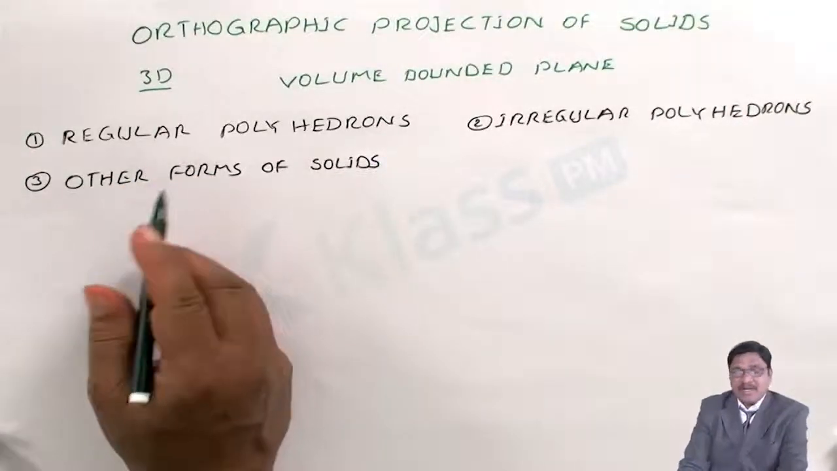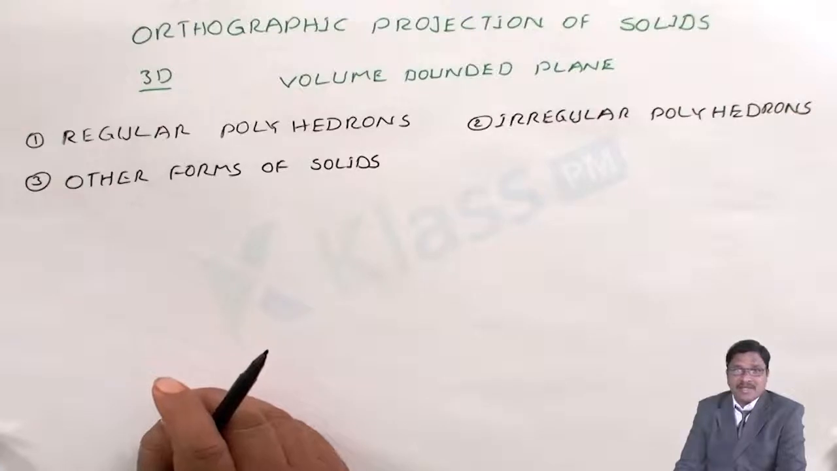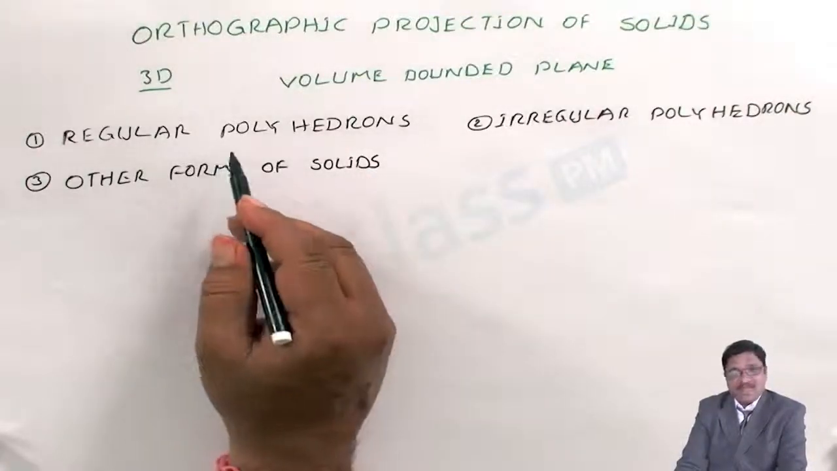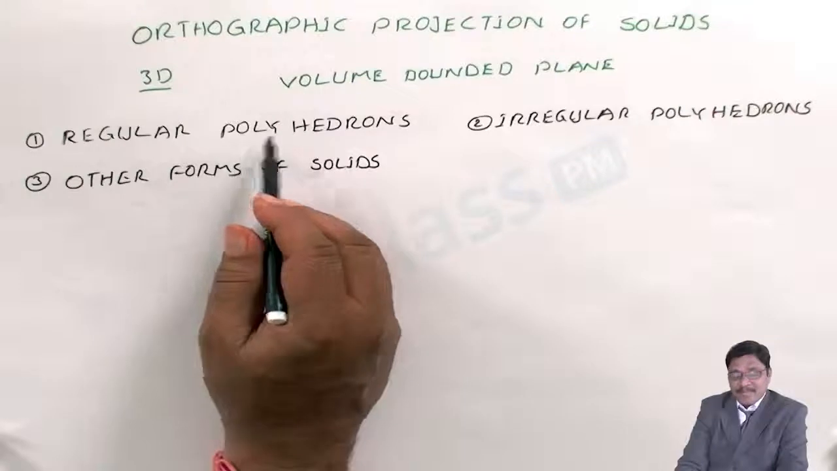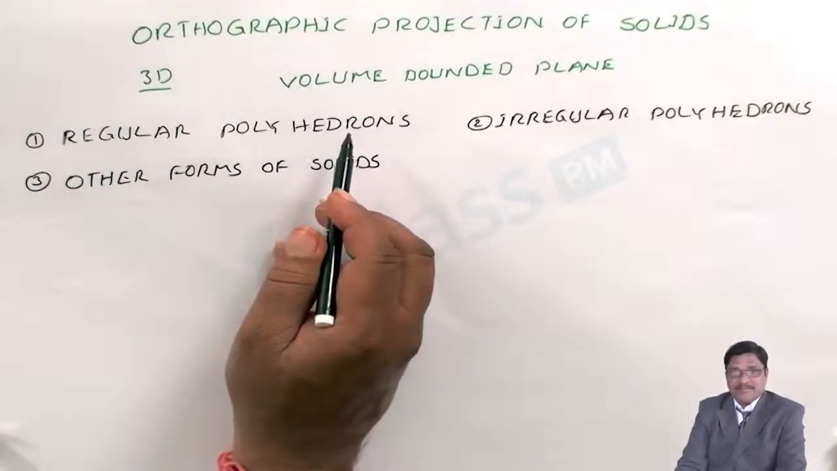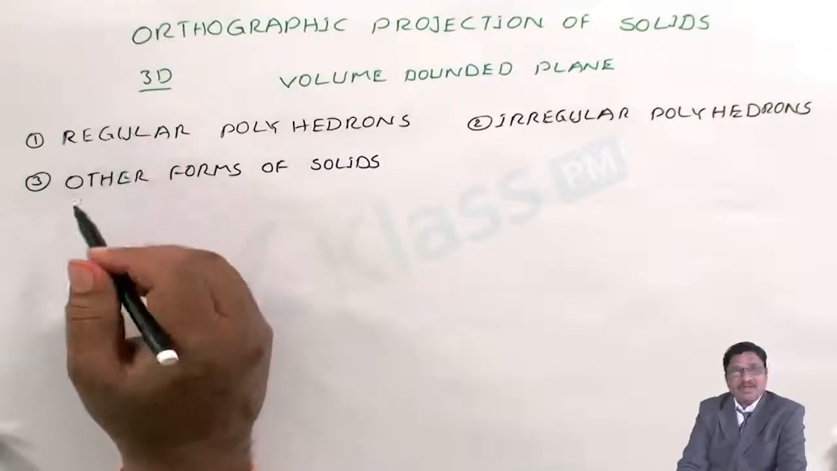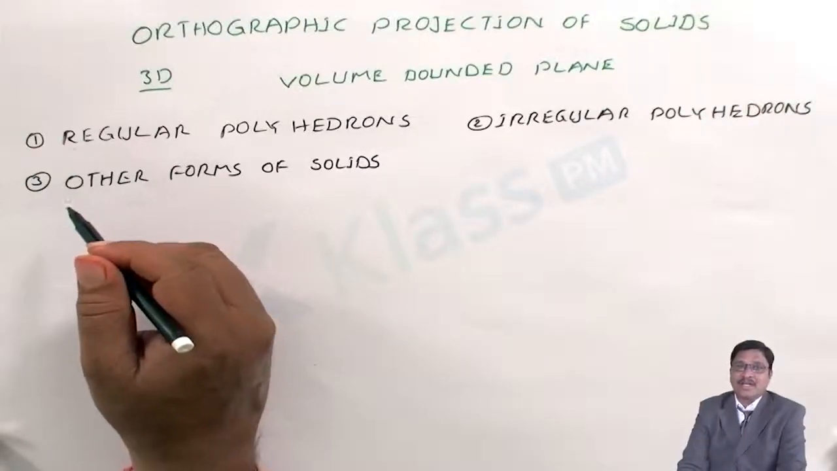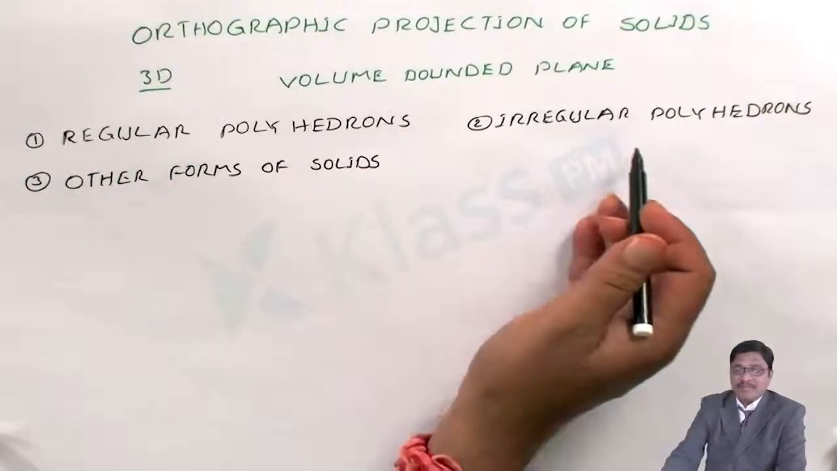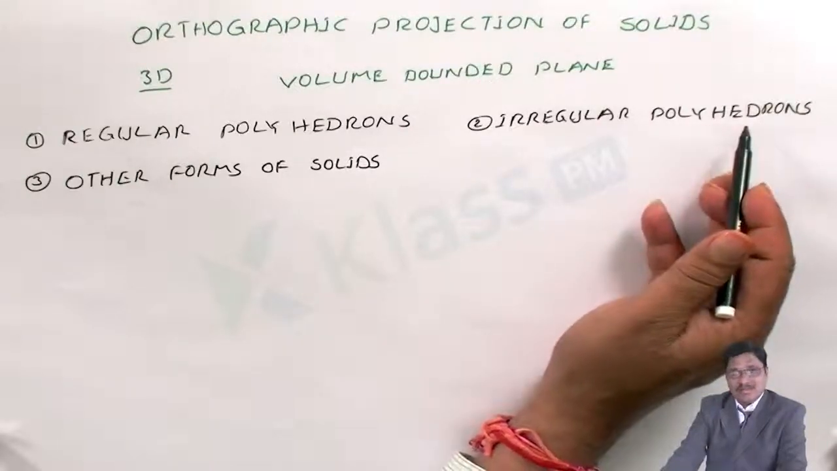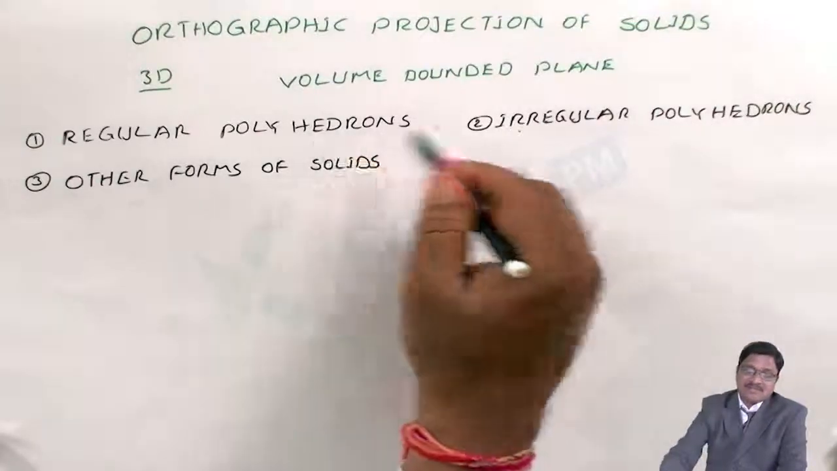Coming to regular polyhedrons. Polyhedron is a Greek-derived word, coined from poly and hedron. Poly means many, hedron means surfaces. So it is a volume bounded by many surfaces together. For a regular polyhedron, all the planes should be regular shapes. Regular means all sides are equal in length and the included angle between sides is also the same. Irregular polyhedrons again combine a volume by placing plane figures, but those are not regular shapes. That is the difference.